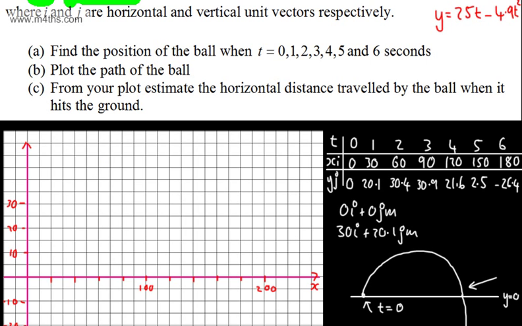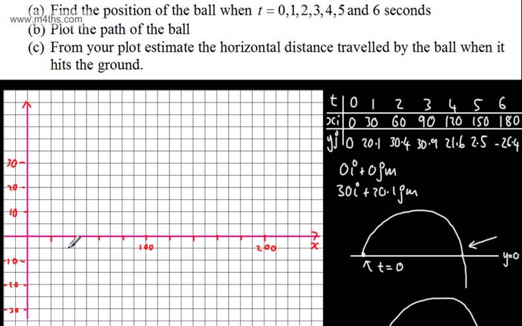So let's go ahead and plot this. So we know that it's going to start at 0, 0, so we can put that just there. So 30, then we're going to have 20.1. So 30 is going to be here, 20.1 is going to be just there. Okay, so that's what we've got. So we're going to be coming up with this curve. Then if we look at the next one, we've got 60.